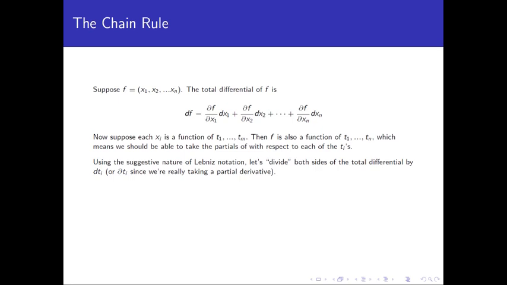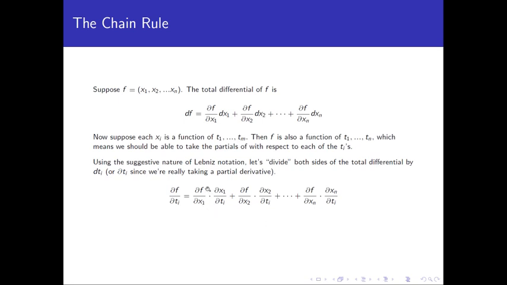Now remember, that really doesn't make any sense. dti is a notation. It is not a quantity, okay? However, the reason why we like Leibniz notation is because it is suggestive. It suggests what the formula should be. So if I divide through by the partial everywhere, the partial of f with respect to ti should look like this.